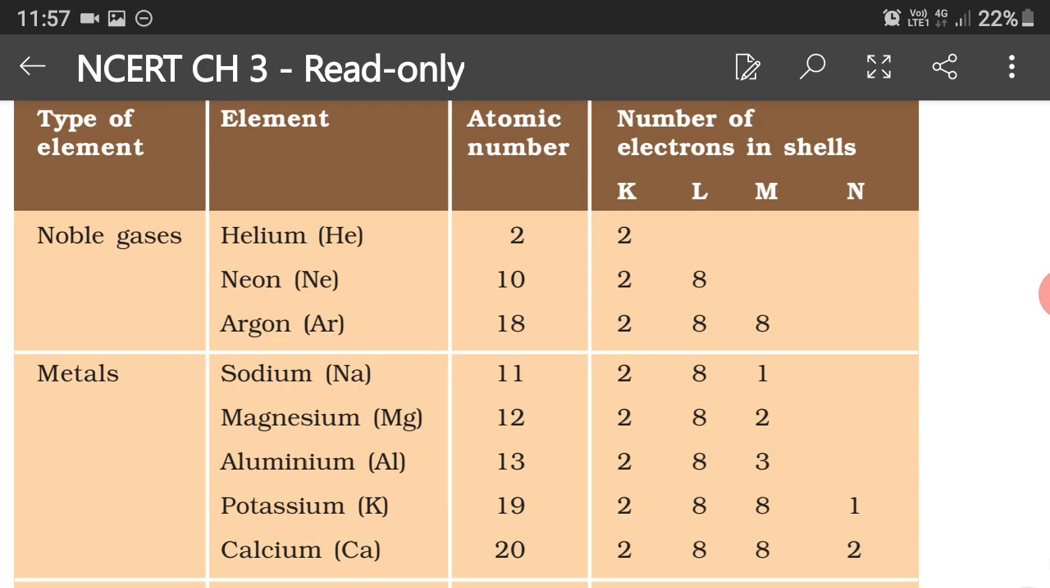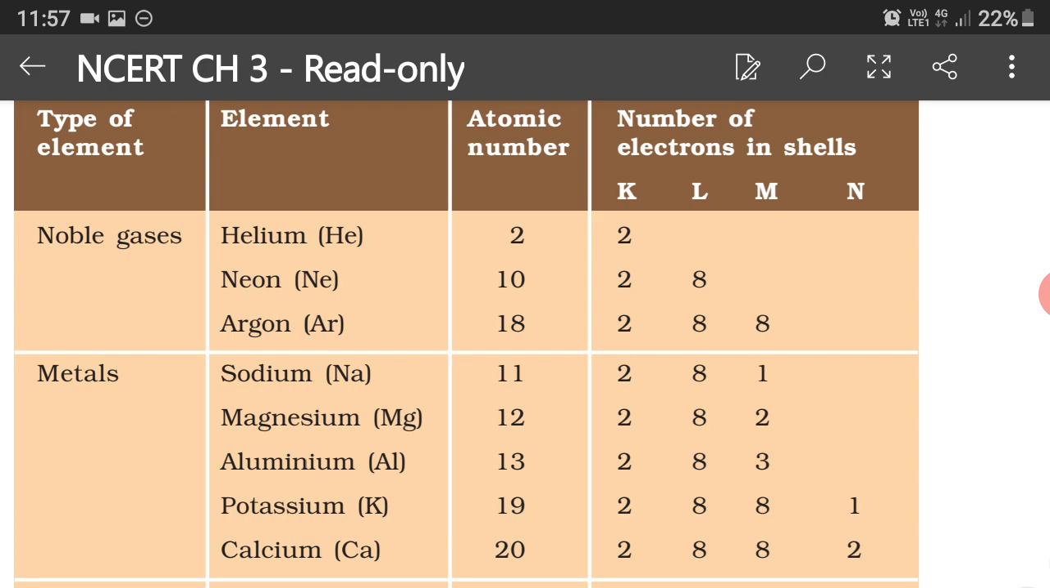The outermost electrons in the shell, for example, here you can see helium: the outermost shell is the K shell, and 2 electrons are there. In neon, the outermost shell is L, and it has 8 electrons. In argon, the M shell is outermost and it has 8 electrons. Thus, these are called inert gases or noble gases because they have completely filled K, L and M shells, and most importantly, except helium, they have 8 electrons in their outermost shell.